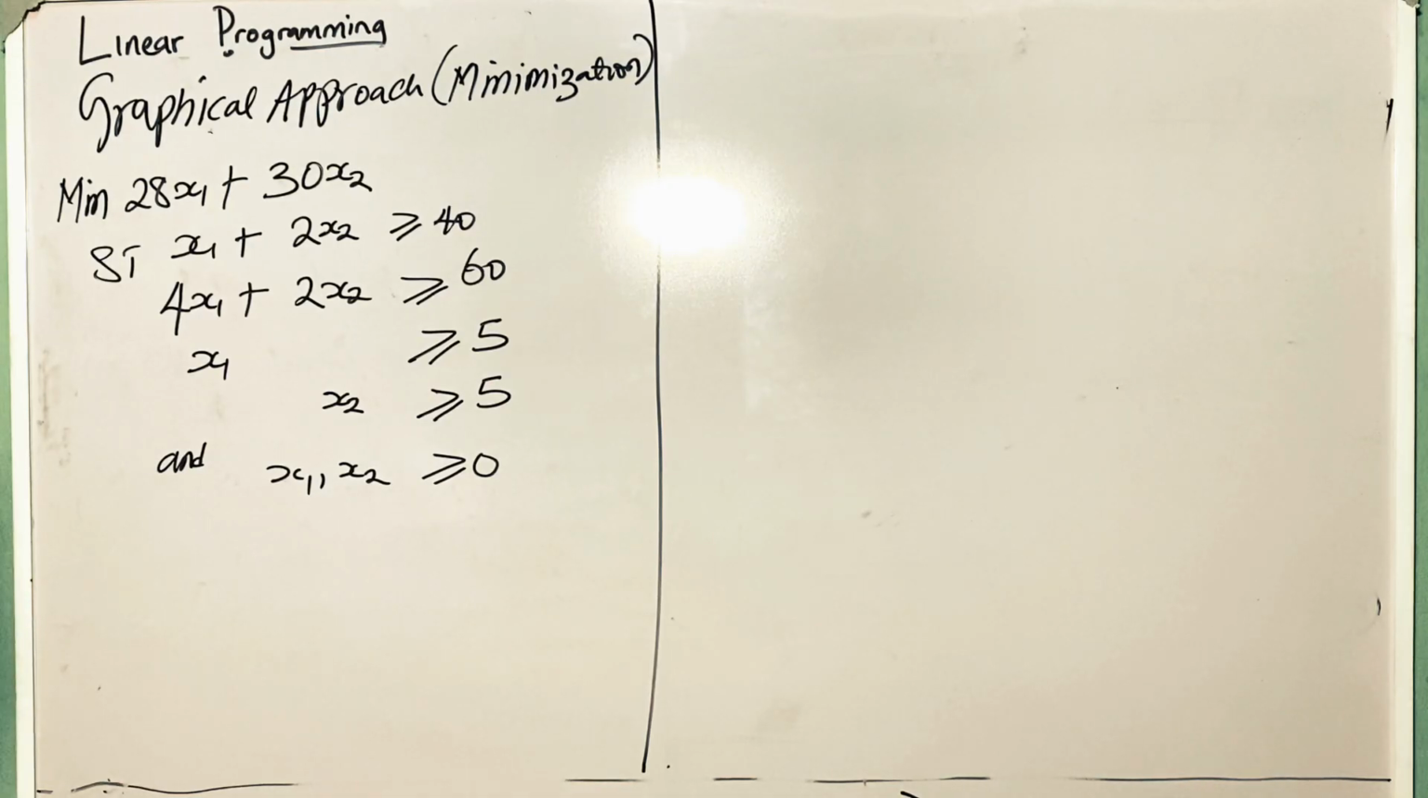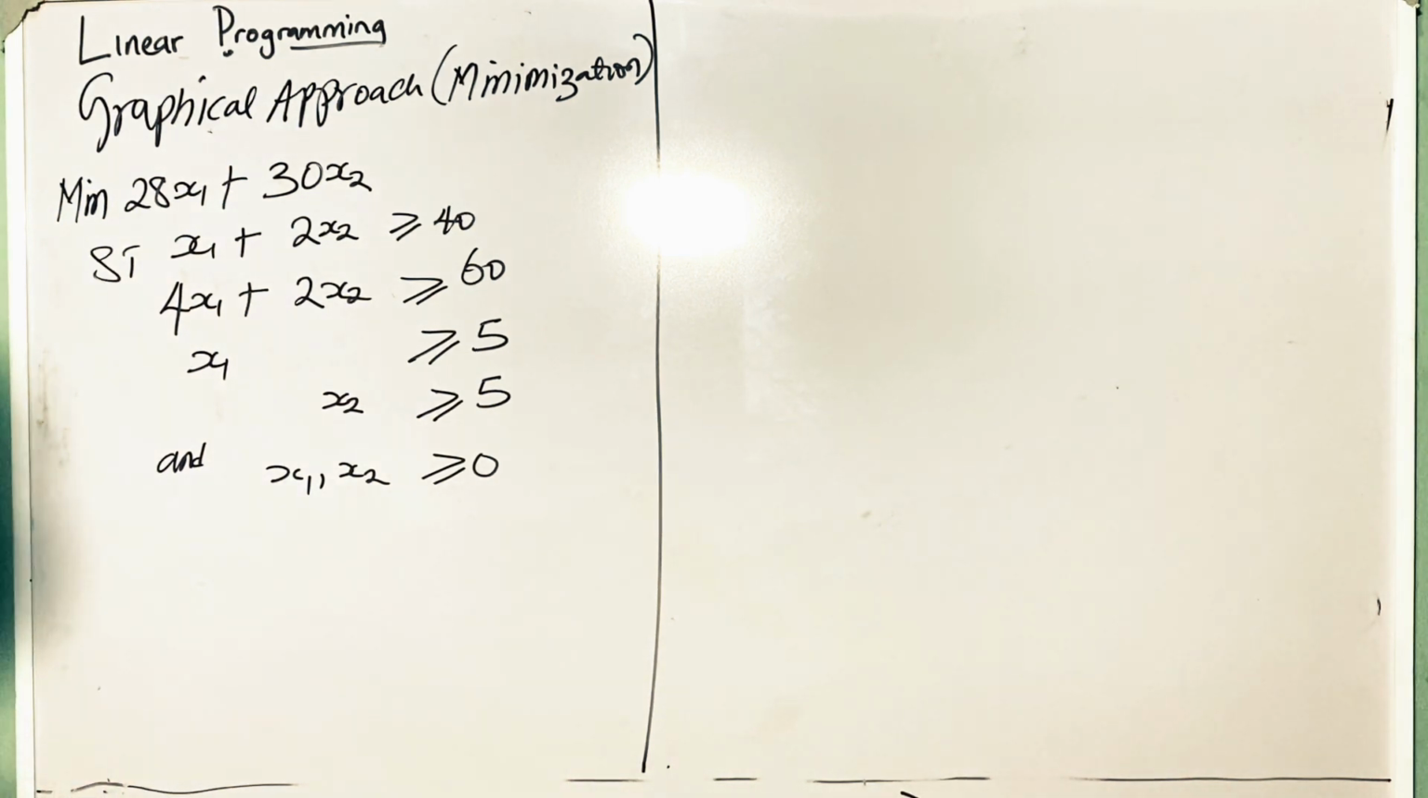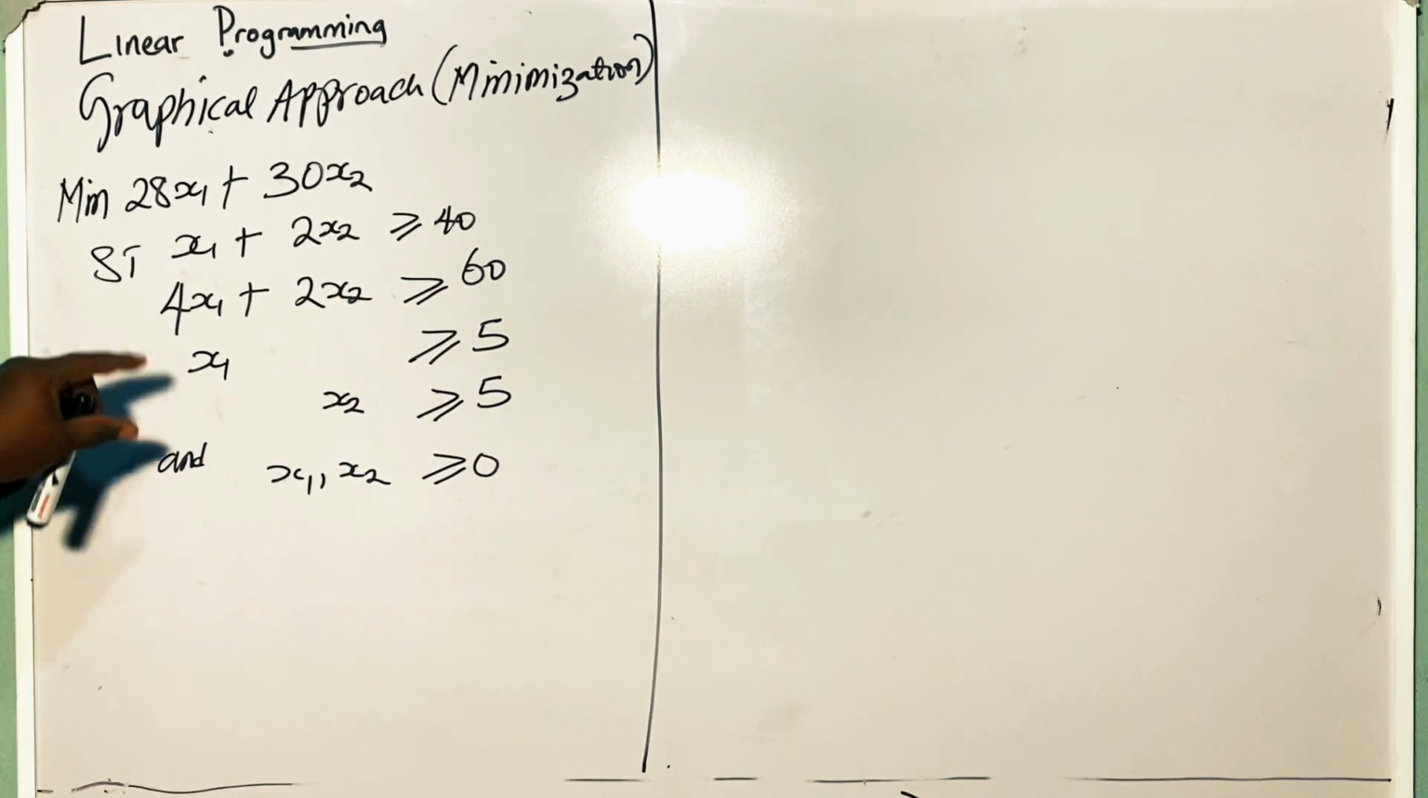Hello guys, in this video we want to show how to use the graphical approach to resolve a linear programming problem, the minimization case. As we mentioned in our previous video, for the minimization case we have about 4 steps. So we're going to use the steps to resolve this particular problem.